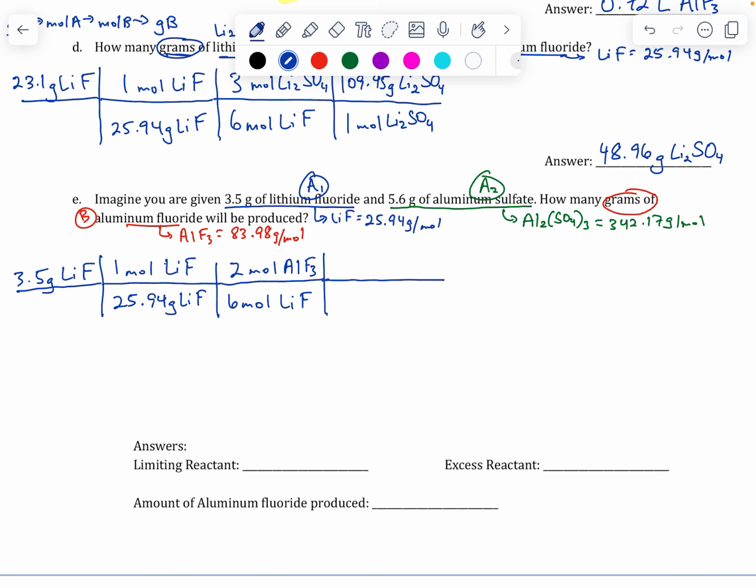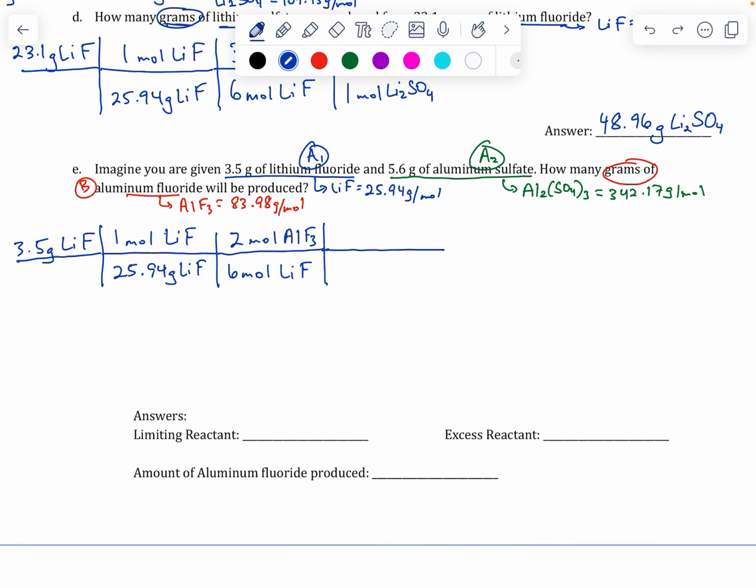But because we're going to want the amount of the aluminum fluoride produced in grams, we'll just go all the way, so we eliminate something that we'll have to do in the end. So moles of aluminum fluoride there, and that is 83.98 grams of aluminum fluoride. So if I do the math here, this tells me that I should be able to produce 3.78 grams of aluminum fluoride.